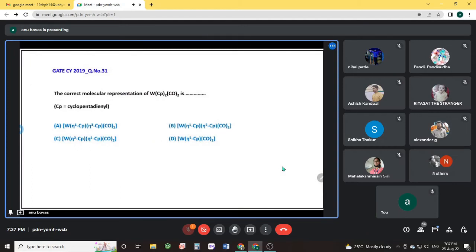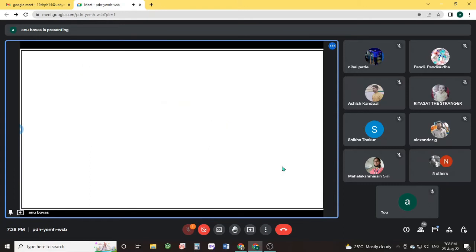Question number 31, GATE Chemistry 2019. The molecular representation of W(Cp)2(CO)2 is. Cp is cyclopentadienyl. Such a question can also be answered directly from the 18 electron rule, since we have studied what is hapticity of Cp. Cp can exist in different modes, eta 1, eta 3 and eta 5. So the complex given is W(Cp)2(CO)2.